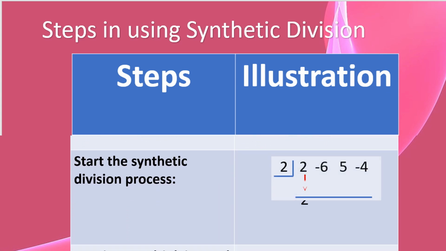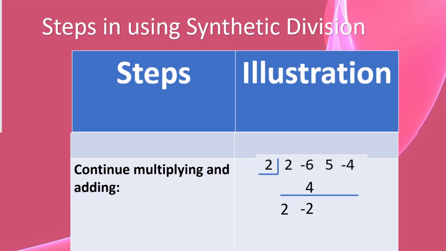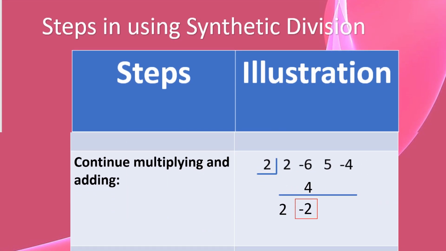Now, bring the first coefficient, 2, straight down below the line. Multiply it by 2, the value of x from the divisor, and write the result under the second coefficient. Add the two numbers in this column, and repeat the process for the rest of the coefficients. Keep multiplying and adding until you reach the last coefficient.